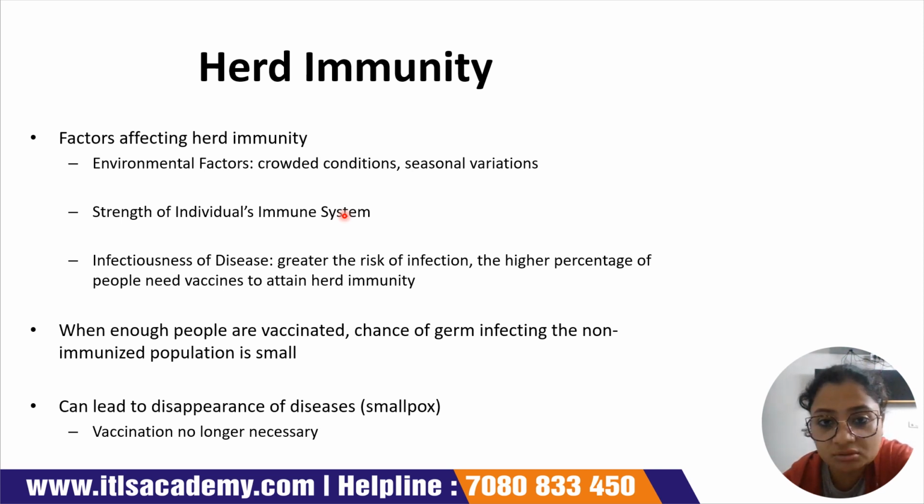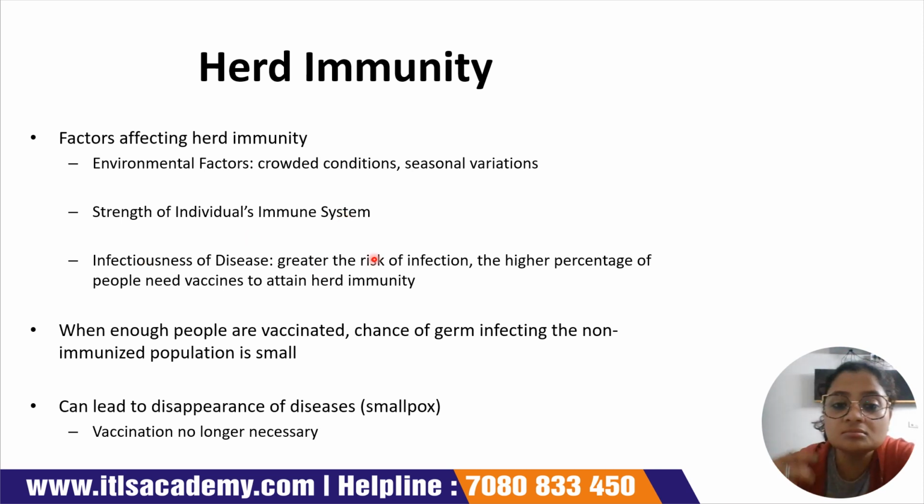Mostly the cough and cold, the flu that we have, influenza, para-influenza. Okay, measles, these types of conditions. Then we have chicken pox also. These are some of the diseases which occur during seasonal change, during the spring and autumn seasons mostly. Okay. Strength of the individual's immune system.